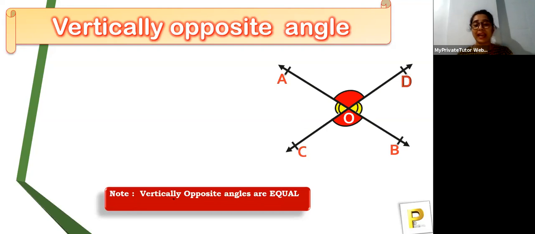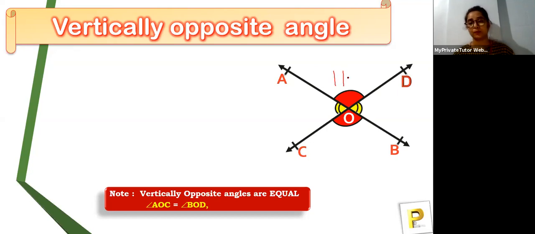Vertically opposite angles are equal. Always they are equal. So if one has a measurement of 50 degrees, the other will also have the measurement of 50 degrees. Like for vertically opposite angles, angle AOC and angle BOD are what? They are equal.